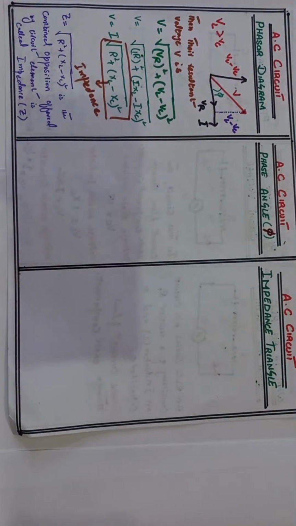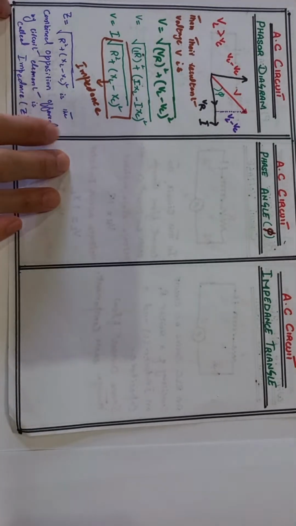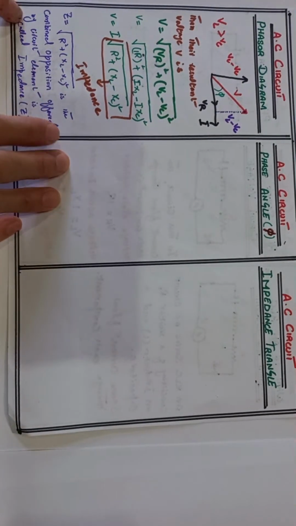Okay, next we discuss the phase angle. When we discuss the phase angle in an RL series AC circuit, the voltage V leads the current by an angle phi. Again, we draw the same phasor diagram and then we calculate the phase angle. Here we discuss the resultant voltage and we calculate it by the phasor diagram. Now we calculate the phase angle.